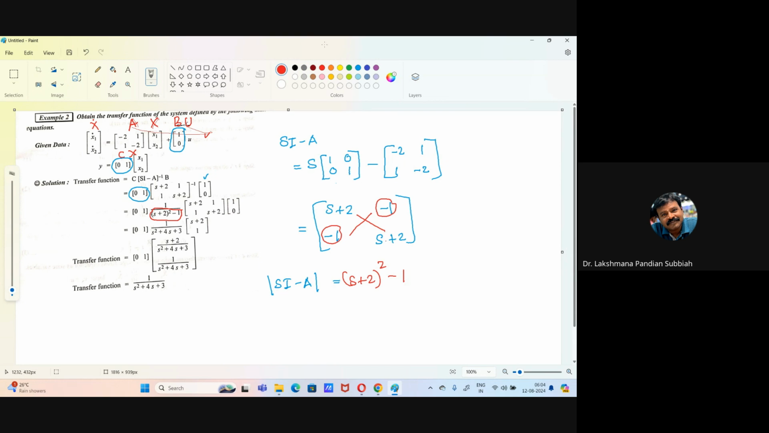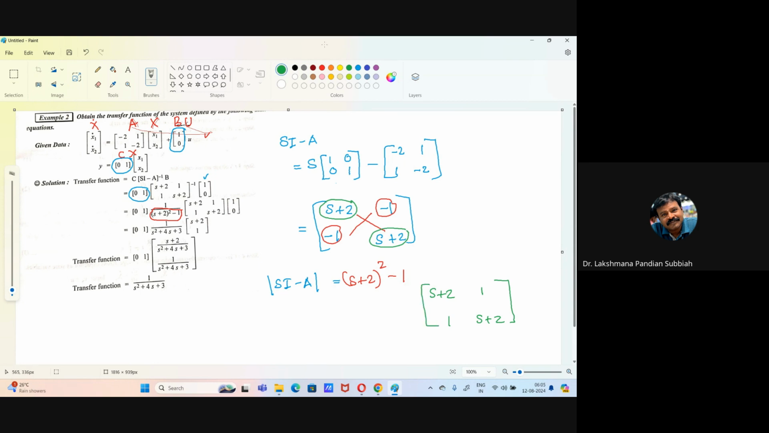For finding that inverse, what do we have to do for a 2×2 matrix? First, you have to exchange the diagonal elements. The diagonal elements are the same here, s plus 2 and s plus 2, so there is no change. Then for the off-diagonal elements, you have to change the sign. So that is 1, 1.